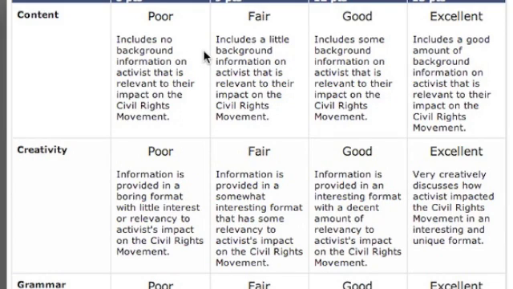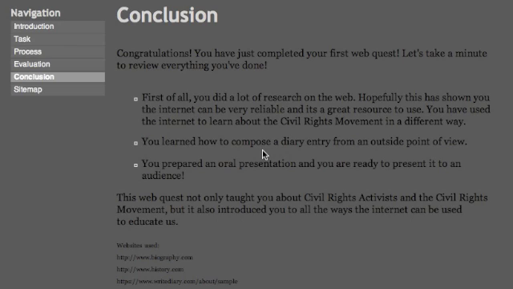Under each poor, fair, good, or excellent, there are requirements on what you should complete and what would fall in each category. Please look over the rubric, and if you have any questions about it, ask me before turning in your final project. Let's take a minute to review everything you've done.